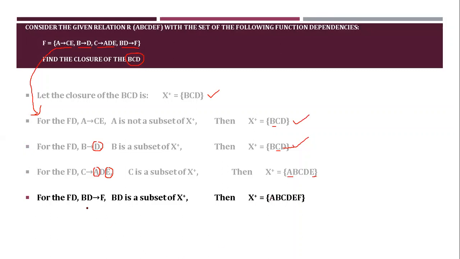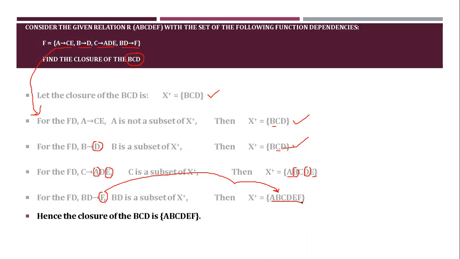Now for the FD, BD determines F. BD is there. Yes, BD is there. So BD is a subset of X plus, right? So add this F in X plus over here, right? So the X plus is A, B, C, D, E, F. So the closure of BCD is A, B, C, D, E, F.